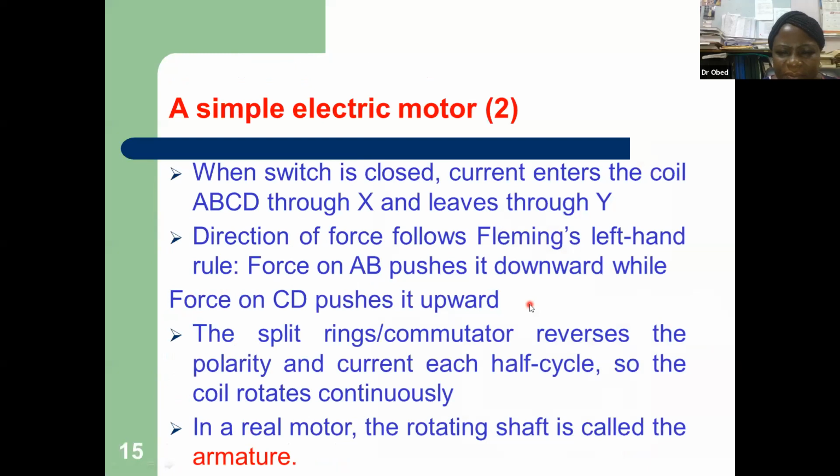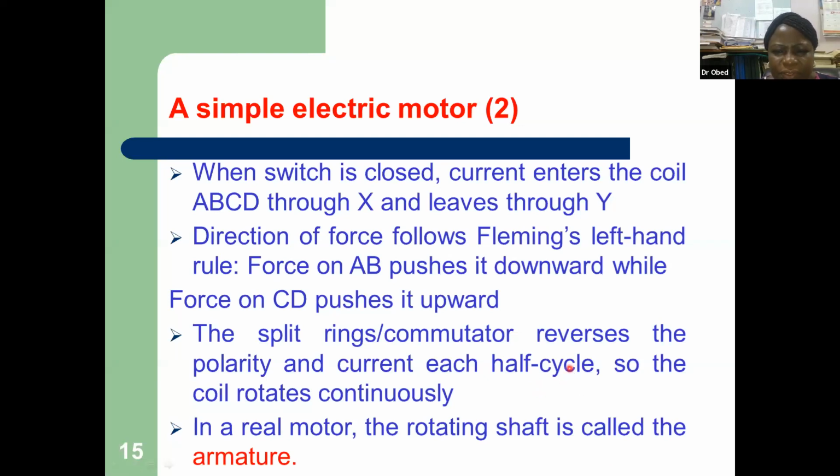So the force on AB pushes it down while the force on CD pushes it up. So it's like kind of rotating the coil. The split rings or commutator reverses the polarity and current each half cycle. So the coil rotates continuously.